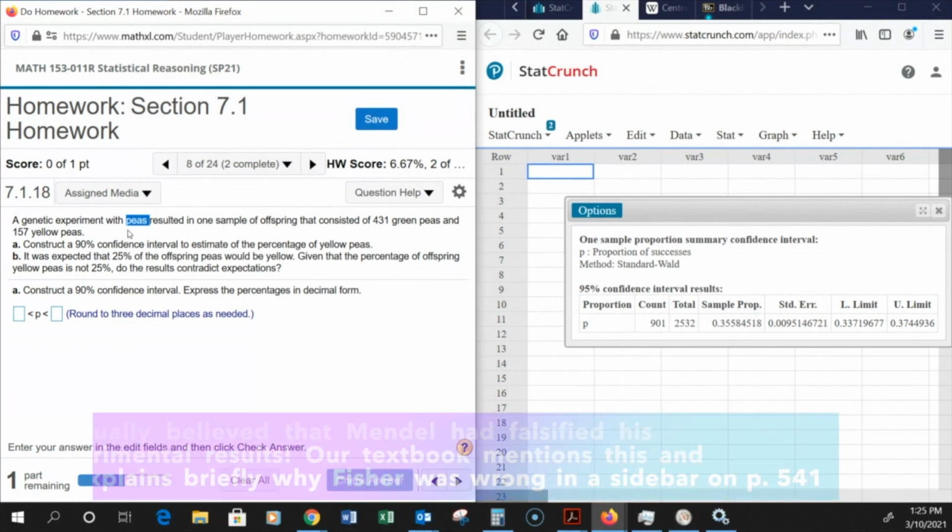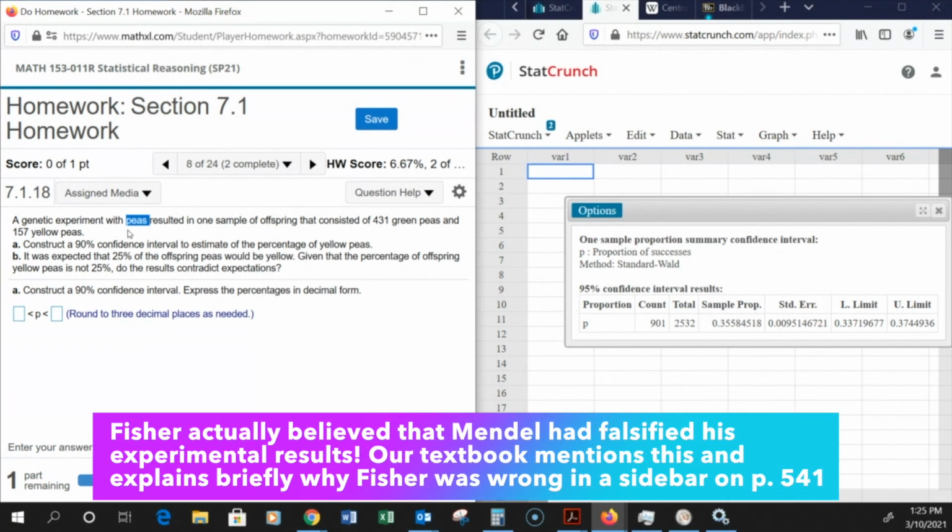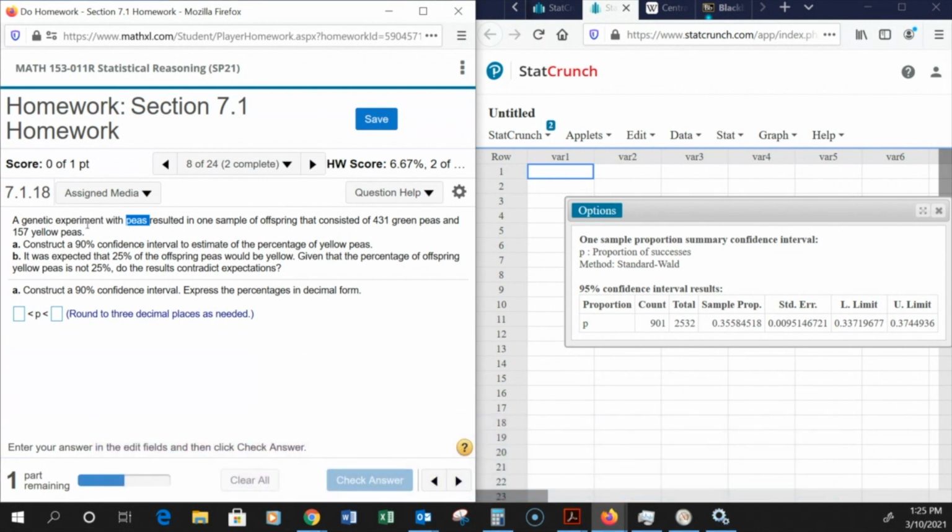I think Triola has a sidebar or two about Mendel's experiments. You could probably find it in the index of the book. This is a tricky question too, so I like it for that reason too. So what happened is we're doing a genetic experiment with peas, and you have to count the peas. And we have a sample of offspring, right? Why is it a sample? Because it's this crop. It's not every pea plant in the world. It's just these peas. And we had 431 green peas and 157 yellow peas.